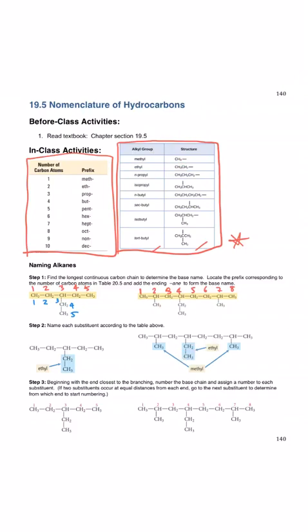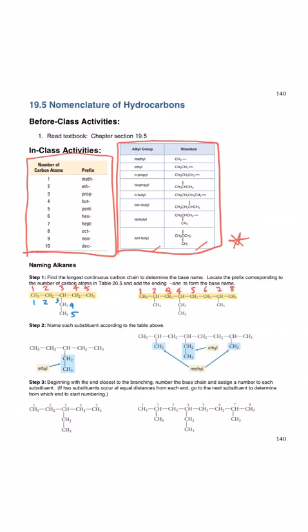The next step is to number the base chain and assign a number to each substituent group. You are going to begin with the end closest to the branch. So this is the branch, and we're going to start with the end closest to the branch here. So 1, 2, 3. Therefore, we're going to label this as 1, 2, 3, 4, 5.